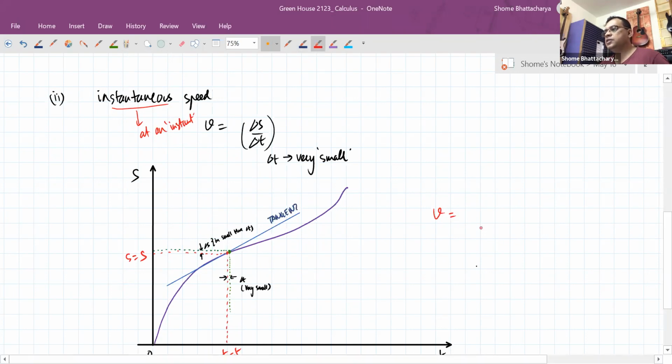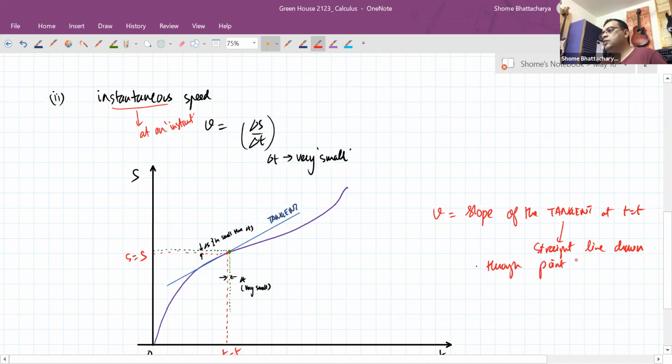Okay. So this becomes the slope of the tangent at t equal to t. Now, what is the tangent? The tangent is a straight line drawn through the point t equal to t and the closest consecutive point.